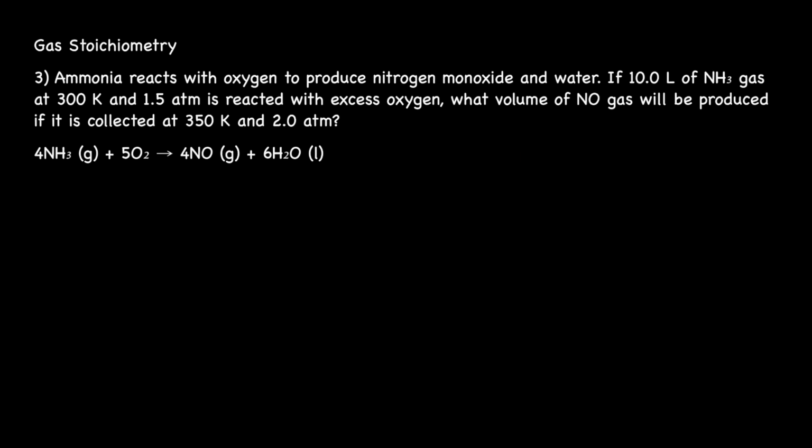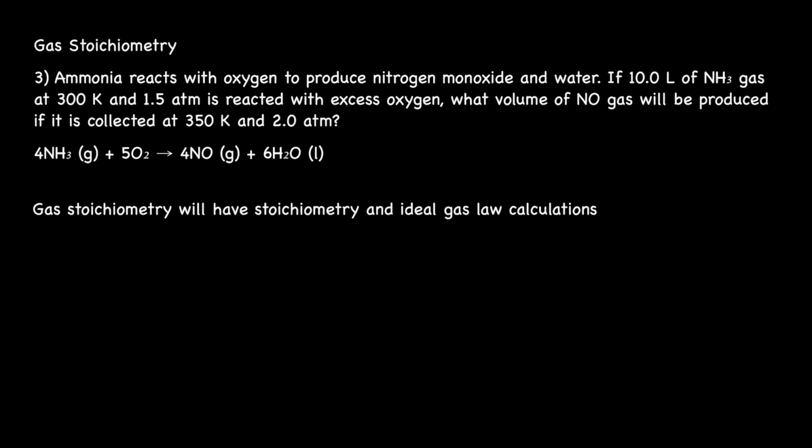Question 3. Ammonia reacts with oxygen to produce nitrogen monoxide and water. If 10 liters of NH3 gas at 300 Kelvin and 1.5 atm is reacted with excess oxygen, what volume of NO gas will be produced if it is collected at 350 Kelvin and 2 atm? Gas stoichiometry will have stoichiometry and ideal gas law calculations.